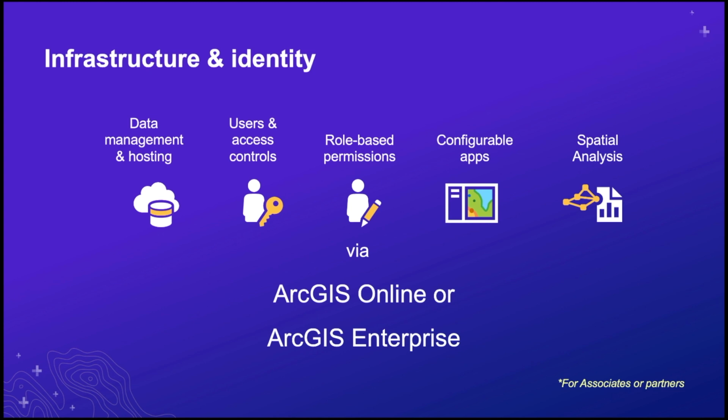One important note is that if you're using infrastructure and identity in a commercial product, you need to be an associate or a partner. And there's another technical section on licensing where you can learn more about this. But just note that to use these in a commercial product, you need to be an associate or a partner.